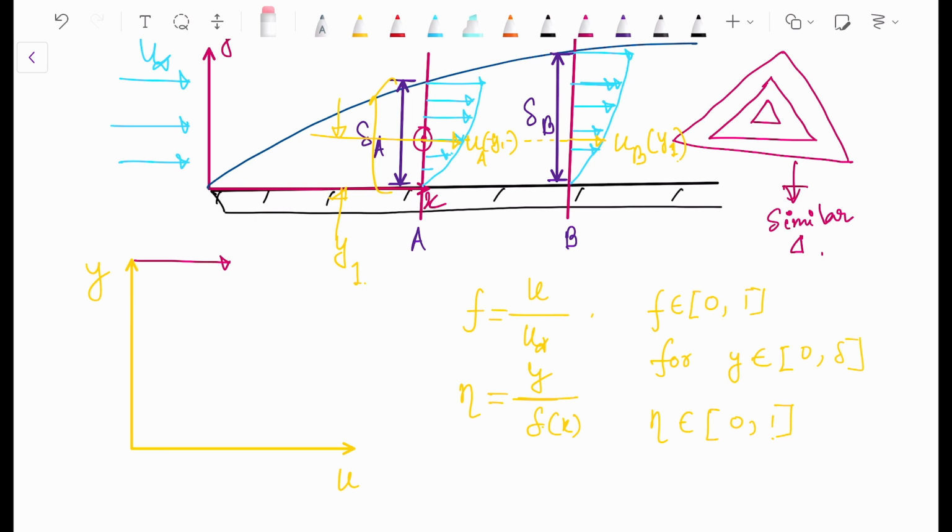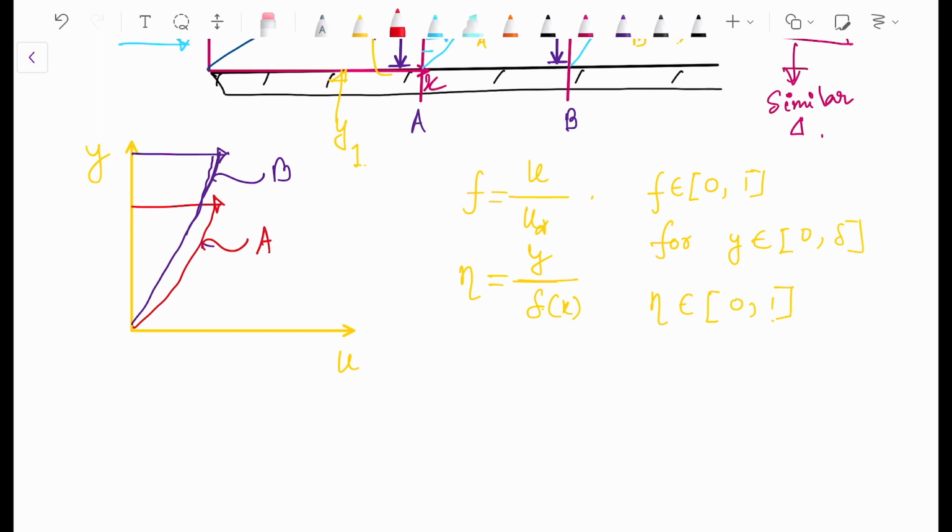Sorry, so let me draw. So this is u infinity. This should be the same for both section A and section B. Let me draw it with another color to have a nice contrast. Now for section A, the velocity profile will be something like this, and for section B, the velocity profile will be something like this. So this is for section B, and this is for section A.